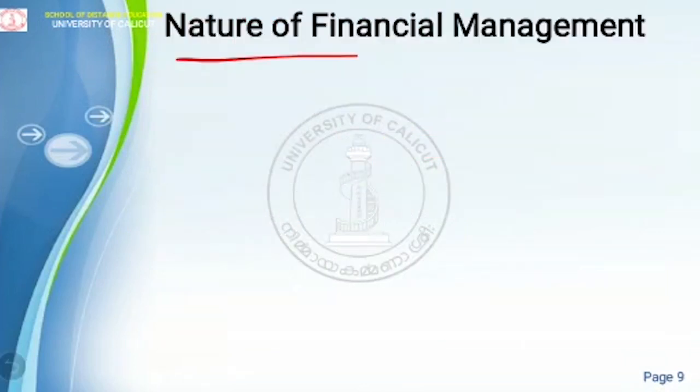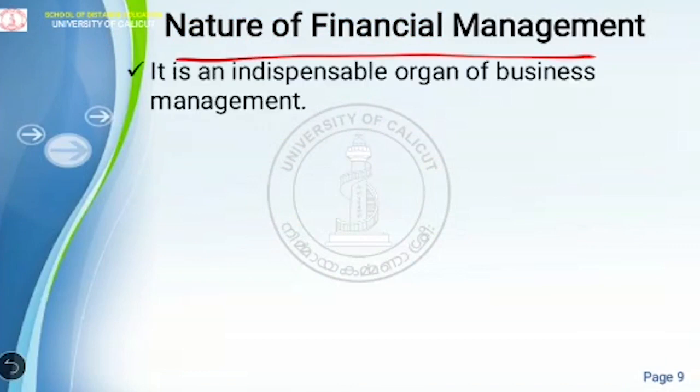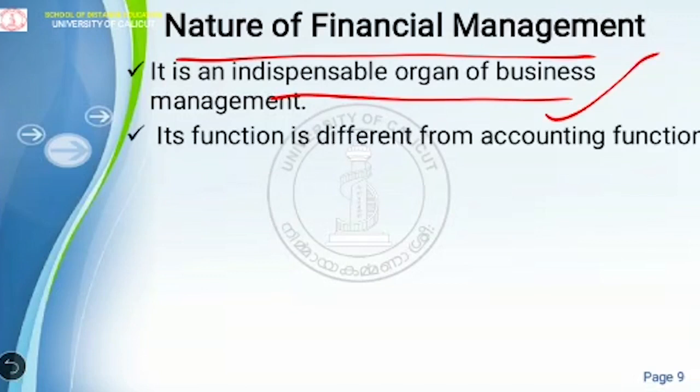Next, what is the nature of financial management? Like other management activities, what is the nature of financial management? You can summarize it in these points. It is an indispensable organ of the business. Without financial management, a business can't run, because finance is the lifeblood of the organization. It is a function, and its function is different from the accounting function.